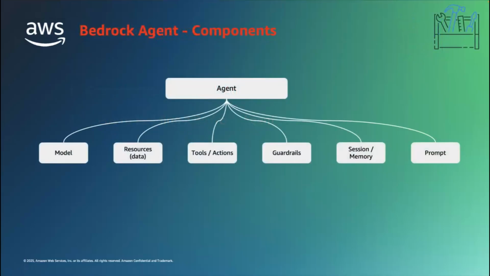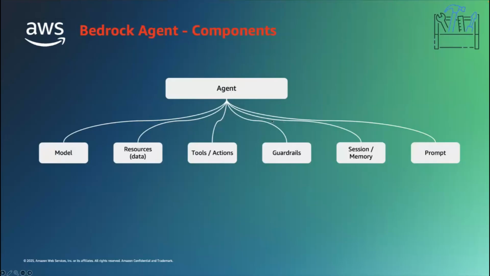At the heart of an agent is the foundation model. The foundation model provides the reasoning and intelligence capabilities. Think of the foundation model as the brain of the agent. Resources represent the data that the agents can access. This could be knowledge bases, typical databases, or any other information stores that help the agents to answer questions.